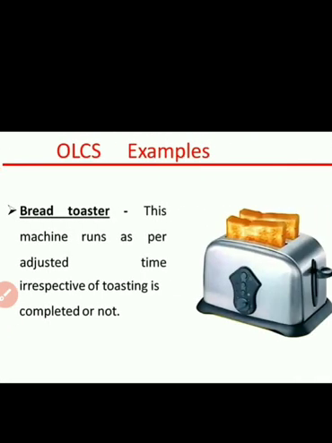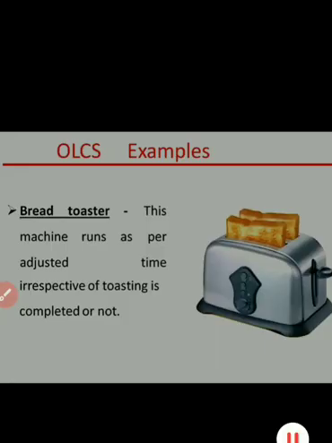Second example is a bread toaster. This machine runs as per the adjusted time, but irrespective of whether toasting is completed or not. So it is another example of open loop control system.